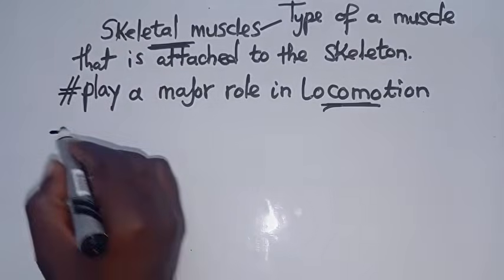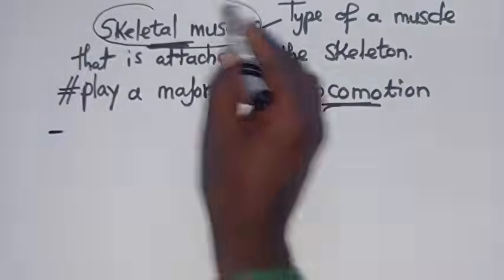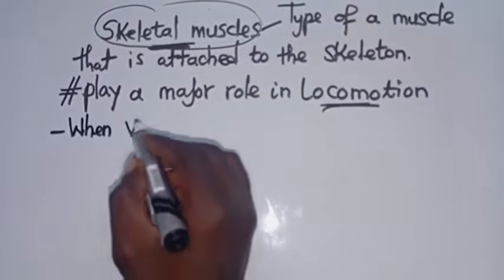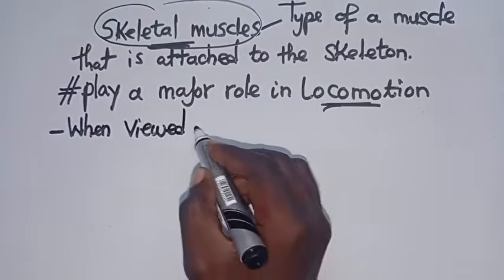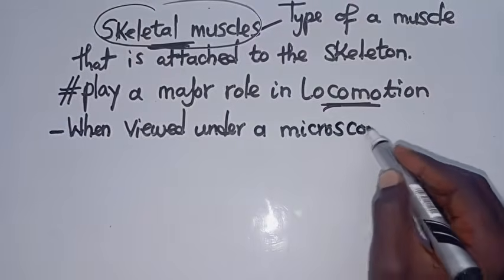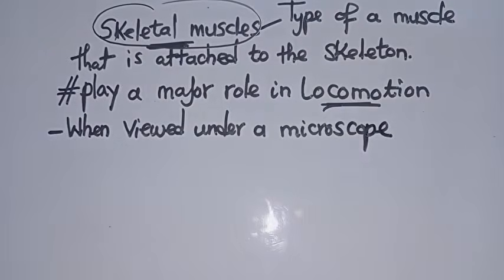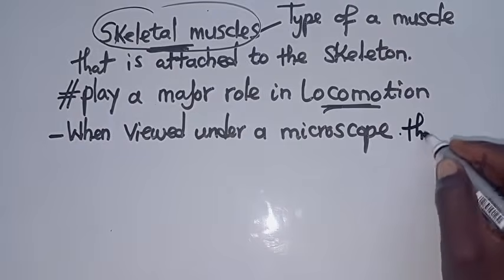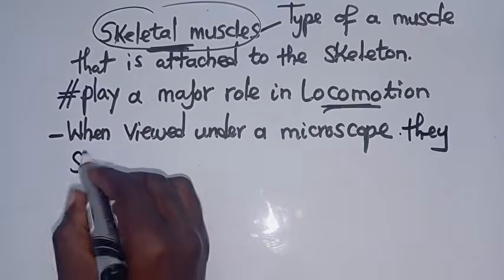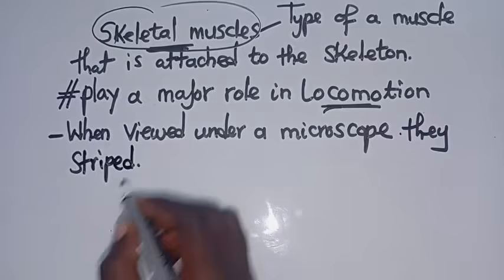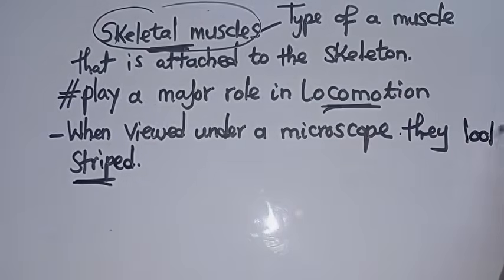You also need to understand that when skeletal muscle is viewed under a microscope, you are going to find that they look like stripes. So I'm going to say they look striped.